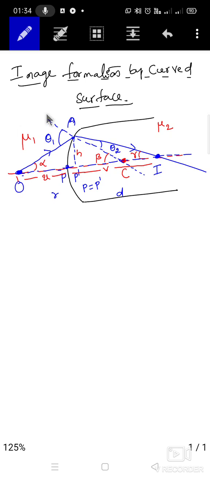From the figure we observe there are different triangles: triangle OAC and triangle ACI. So from the diagram we are going to observe two triangles. First of all we take triangle OAC.